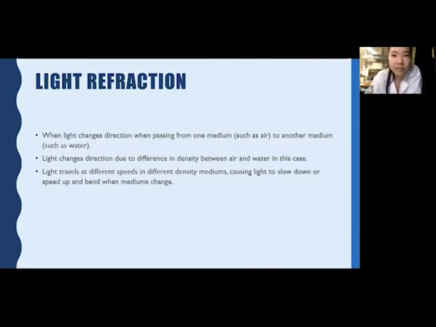Because of the difference in the density, light actually travels at different speeds. It travels slower in denser mediums like water or glass, and it travels faster in a less dense medium like air. And so when it switches between the two mediums, it changes speed and therefore changes direction.